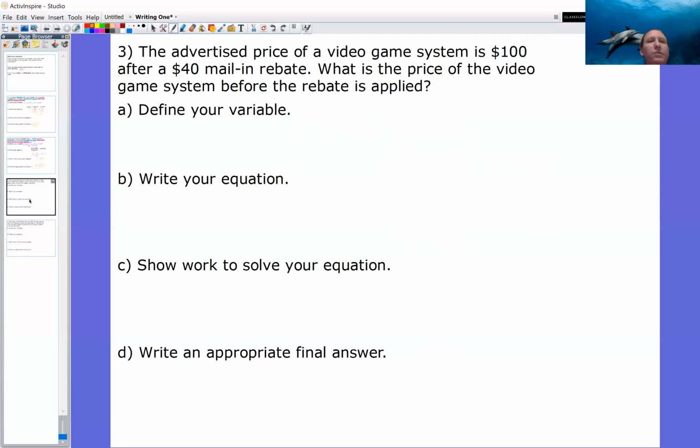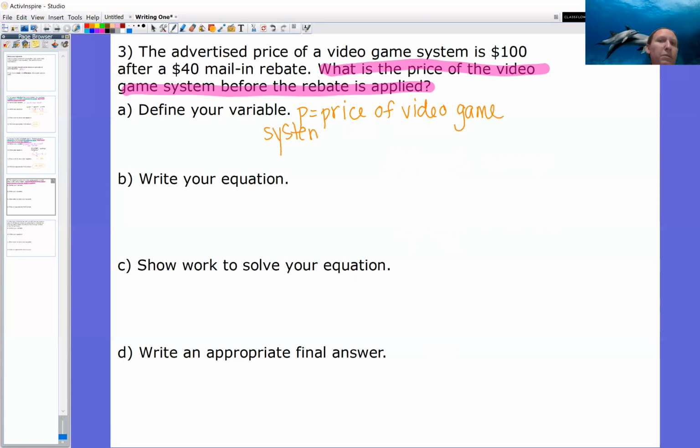So first, we need to define our variable. The question asks, what is the price of the video game system before the rebate is applied? So I'm going to say P equals price of video game system. Now I want to be more specific and say before the rebate. Okay. This time around, I want you to try to write your equation before I do the verbal model.